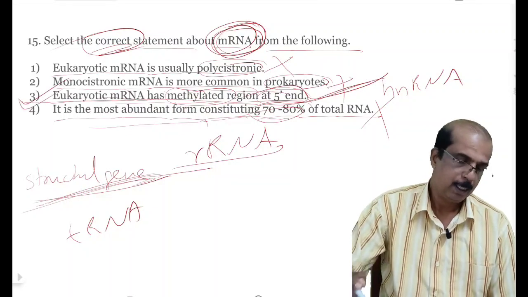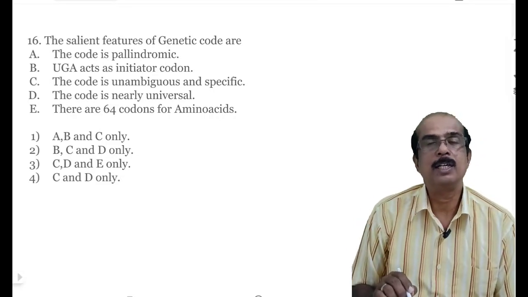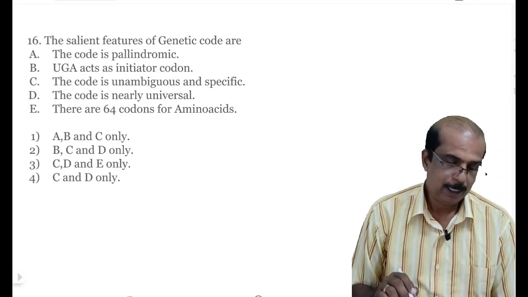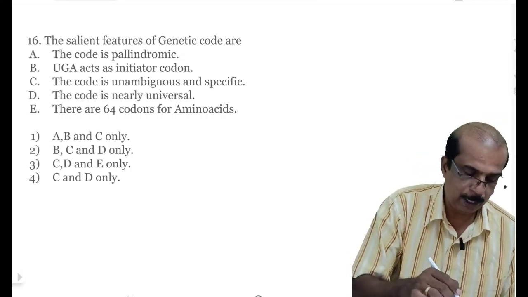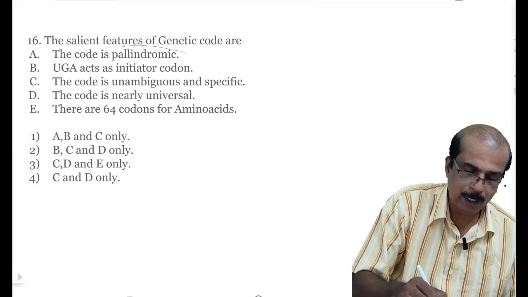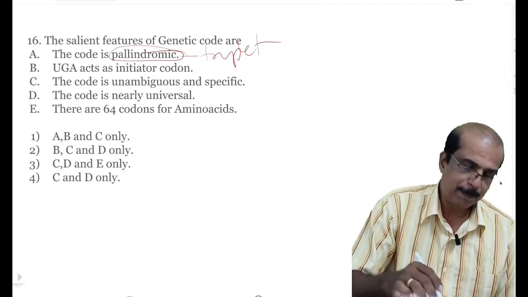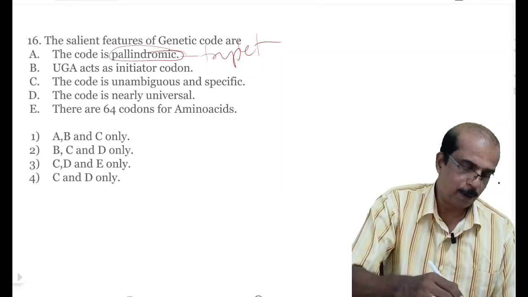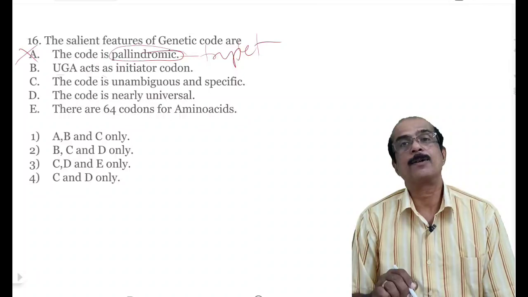Next question. The salient features of genetic code are. The question is about genetic code. The salient features, the unique features of genetic code are. First one, A. The code is palindromic. This is a wrong one. The code is triplet, not palindromic. Wrong option. B. UGA acts as initiator codon.